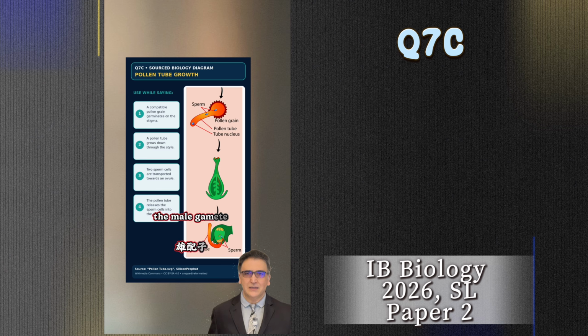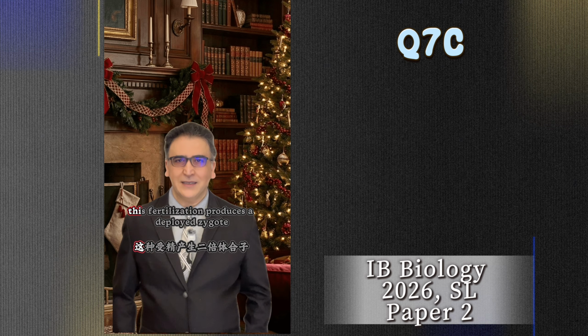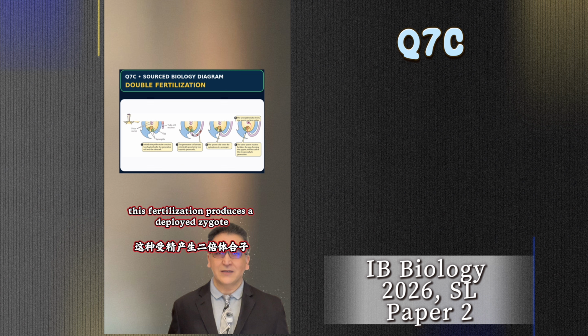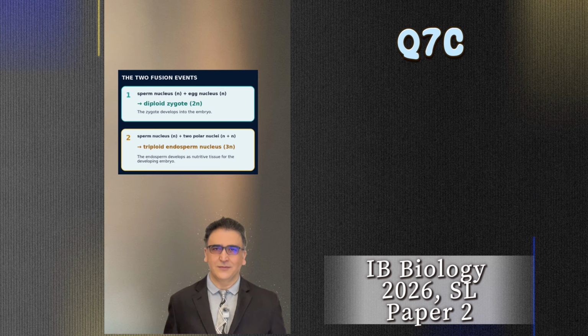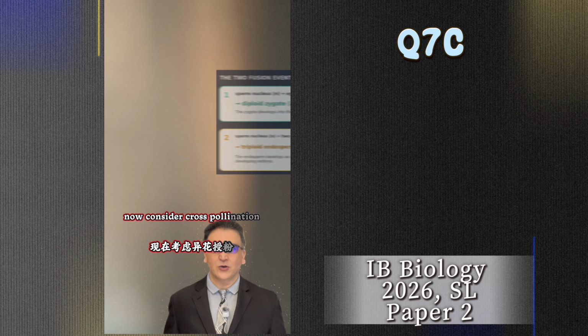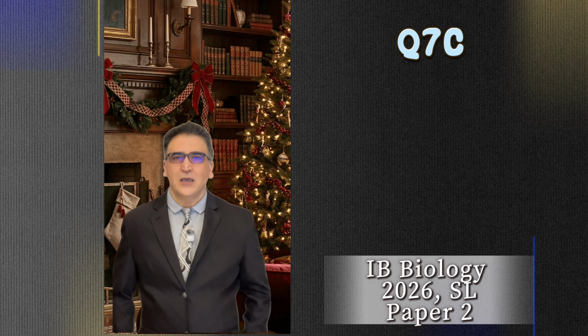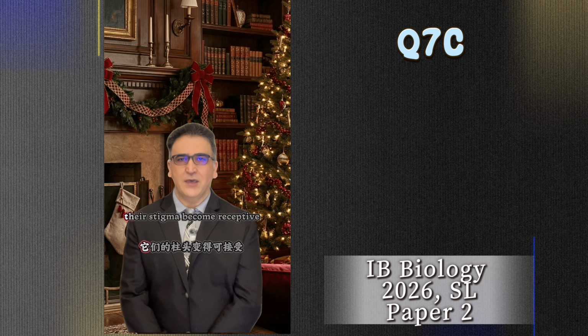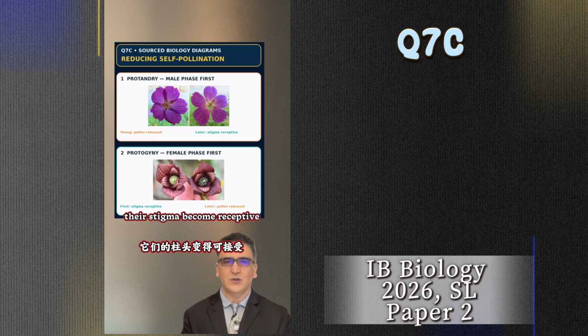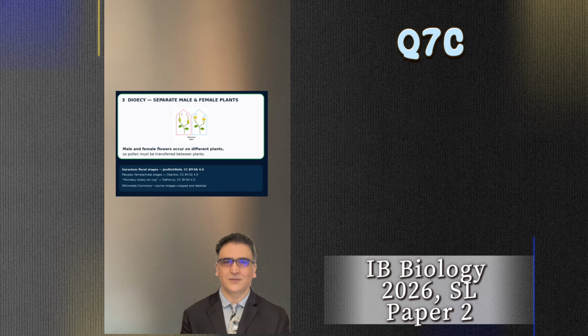The male gamete travels through the pollen tube and fuses with the egg cell. This fertilization produces a diploid zygote, which develops into an embryo inside a seed. Now consider cross-pollination. Plants can produce pollen before or after their stigma become receptive, preventing self-pollination.